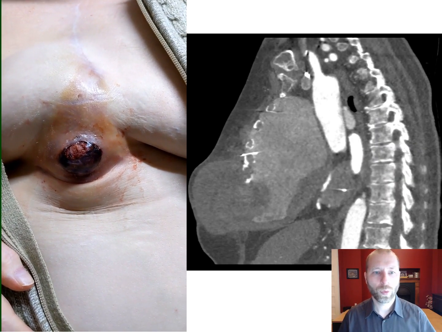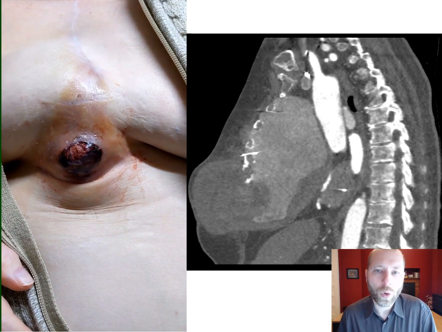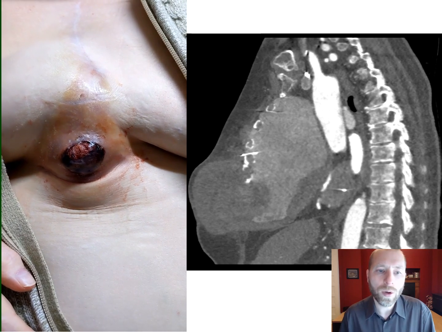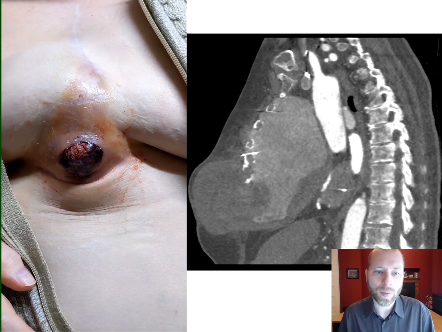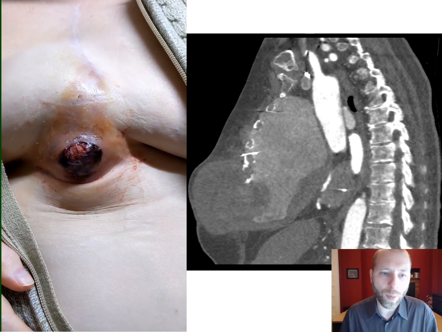In this picture, we have a person that I recently saw a couple of months ago who had routine cardiac surgery about 2 years ago. And this here was on their chest, and they showed up in the hospital with this. As you can see in the video, it's somewhat pulsatile.